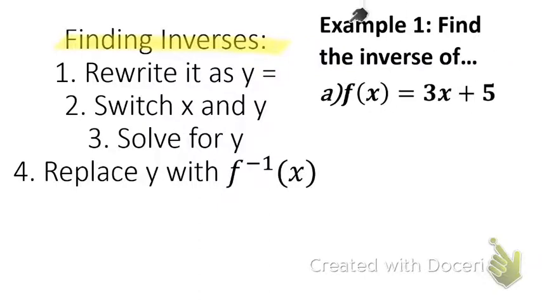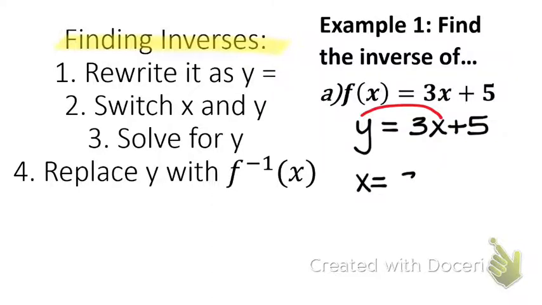Okay, so this is our first example. We have this function, and we're going to find the inverse. So in order to find the inverse, the first thing I usually do, instead of using f of x, is write it with a y. So f of x and y are the same thing. So f of x equals y. So y equals 3x plus 5. That's first step. Step number 2 is to switch the x and y. So instead of y equals 3x plus 5, it's going to become x equals 3y plus 5.